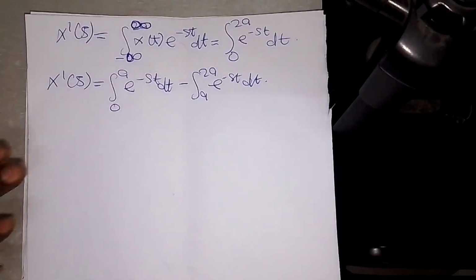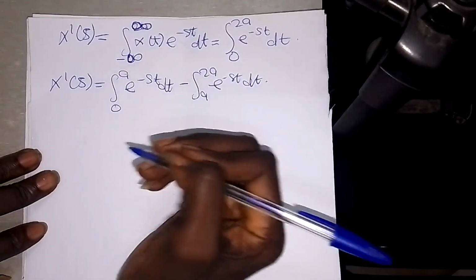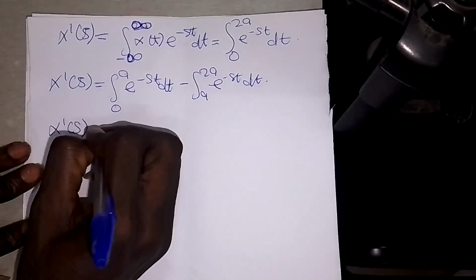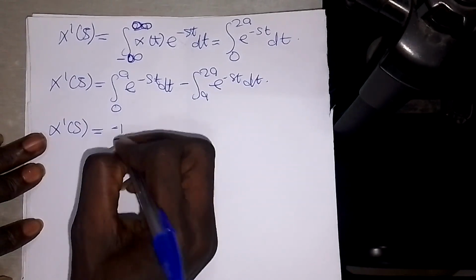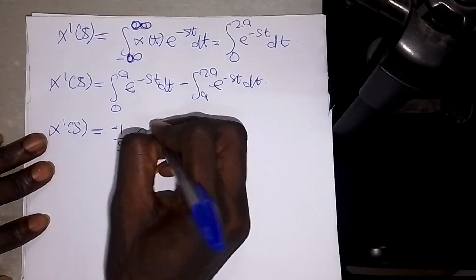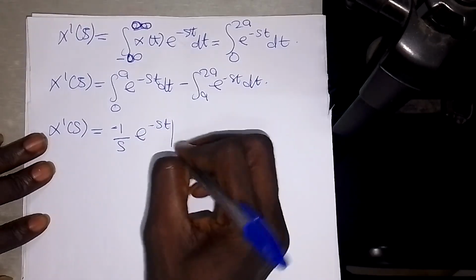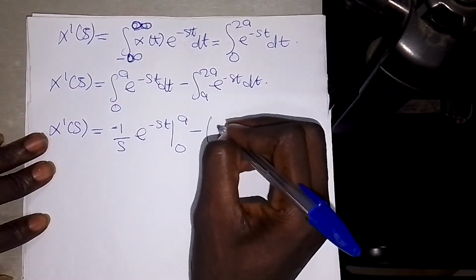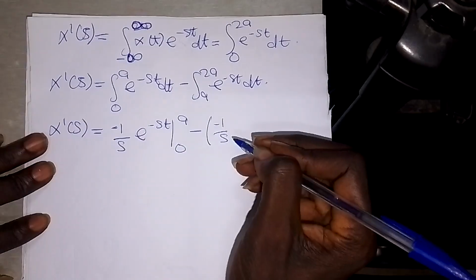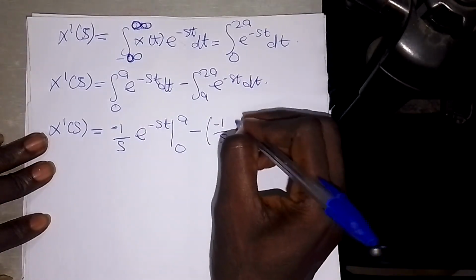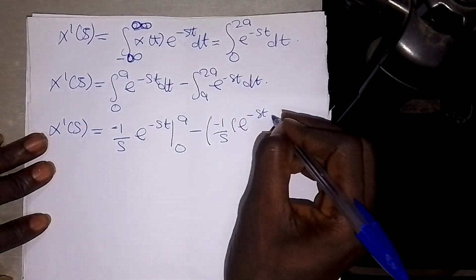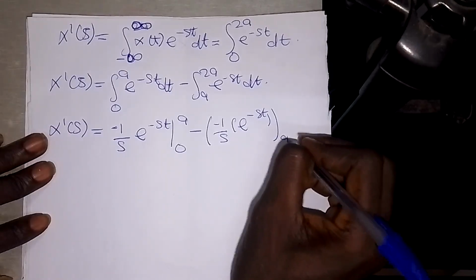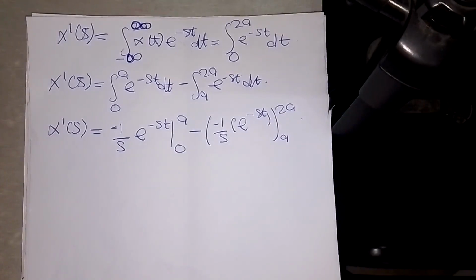Now if I have this one, then what I can do again is just integrate them. So X prime of s is equal to minus 1 over s into e to the minus st. Okay, into 0, and then e to the minus. Okay, here, what am I going to do? Here what I can say is minus 1 over s into e to the minus st. Okay, and then here the range, 0 to a. Okay, so this is what I can say.